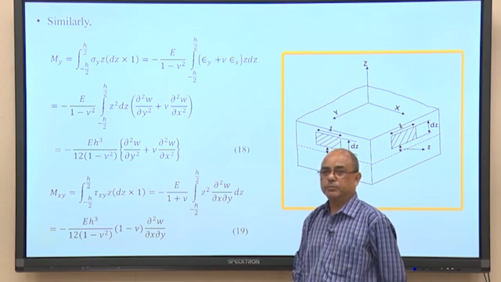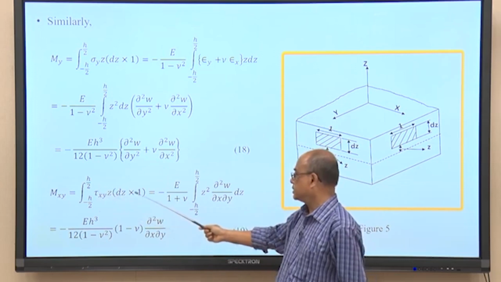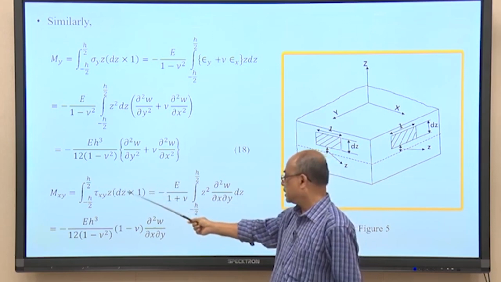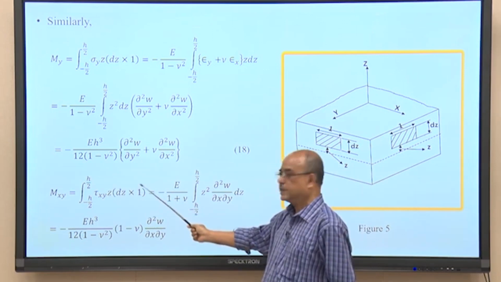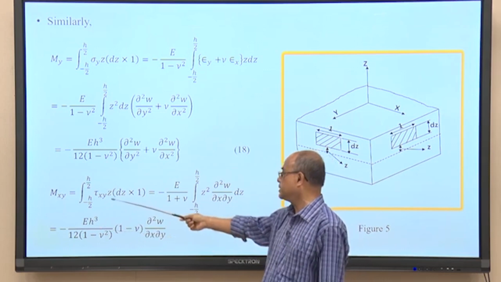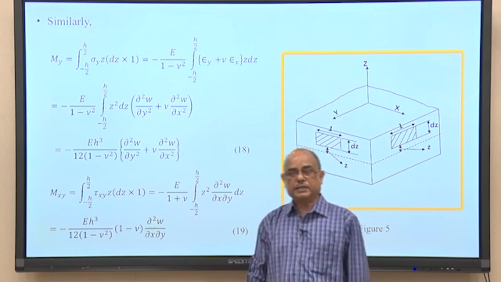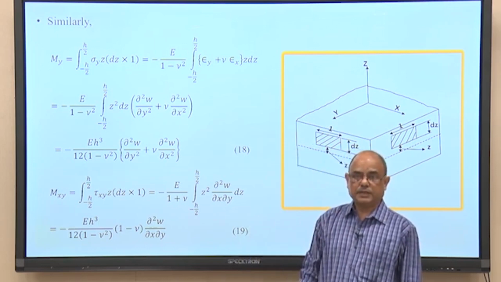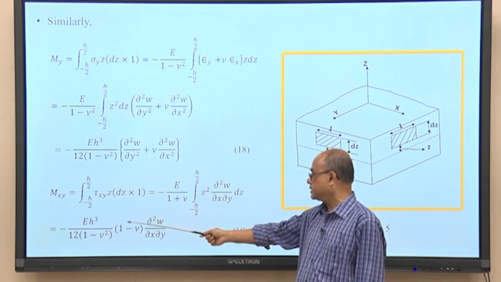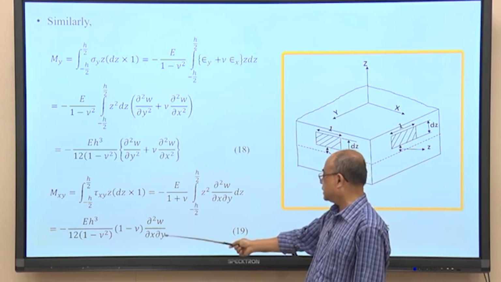Now, let us come to the twisting moment. Twisting moment results due to shear stress. So, shear stress tau x y acting on an element dz will give you the shear force tau x y dz into 1, and its moment about the neutral axis or middle surface will be tau x y z dz into 1. When it is integrated between the limits of thickness minus h by 2 to plus h by 2, we get the twisting moment expression as E h cube by 12 (1 minus nu square) into (1 minus nu) del square w by del x del y.